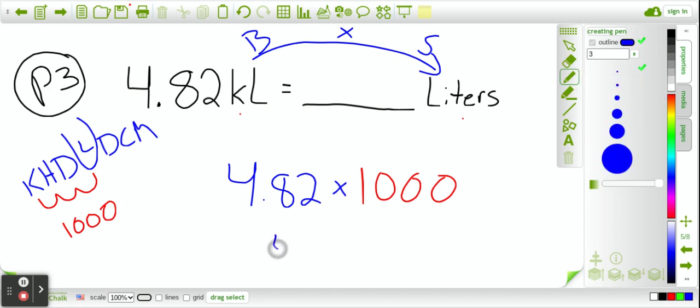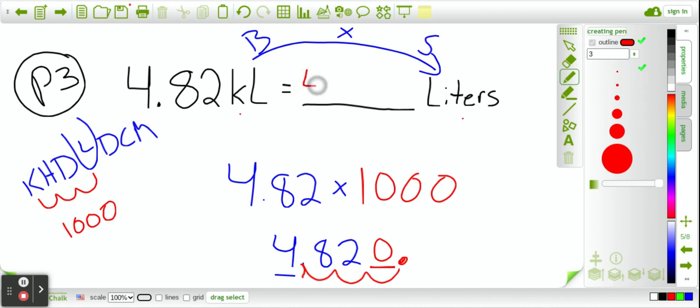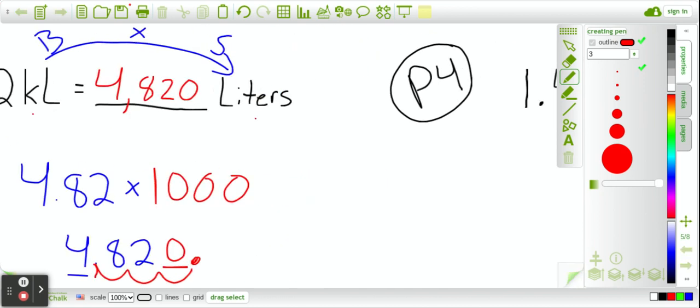I'm going to use my knowledge because I'm going to think, if I were to multiply 4 times 1,000, that would be 4,000. So I'm going to move my decimal. Let's see, I need to move it 1, 2, 3. And in this empty spot, I'm going to put a 0. And let's see, does that make my 4,000? Yep. 4,820 liters is equal to 4 and 82 kiloliters.